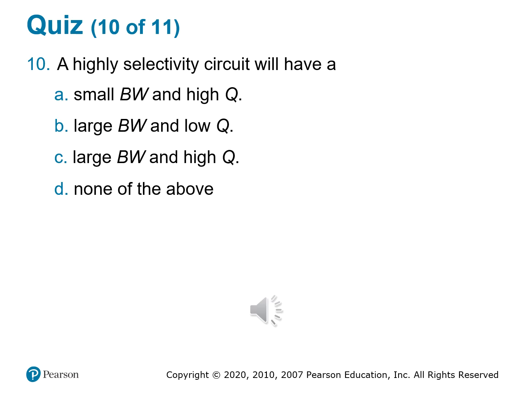Quiz question number 10. A highly selective circuit will have which of the following? A, a small bandwidth and high Q. B, large bandwidth and low Q. C, large bandwidth and high Q. Or D, none of the above. Go ahead and pause the video now, and you've returned, and the correct answer was A, small bandwidth and high Q.